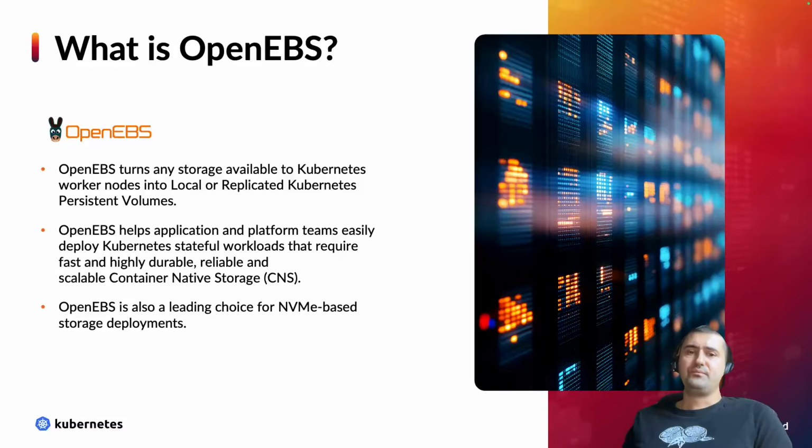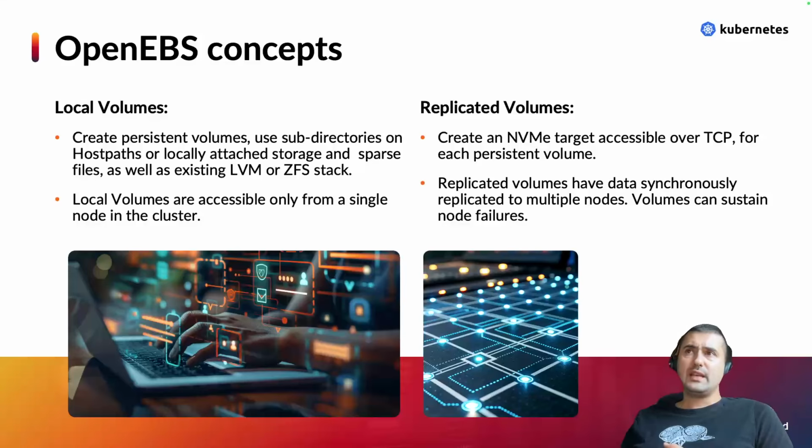The main concepts for OpenEBS are local volumes and replicated volumes. In terms of local volumes, this is something that we actually want to get rid of in our Kubernetes cluster, because it sticks only to single nodes in the cluster. So this is something that we don't want to use, because the persistent volumes are just subdirectories on the nodes that the application is running on. So basically nothing special and nothing highly available. So we don't want to use it.